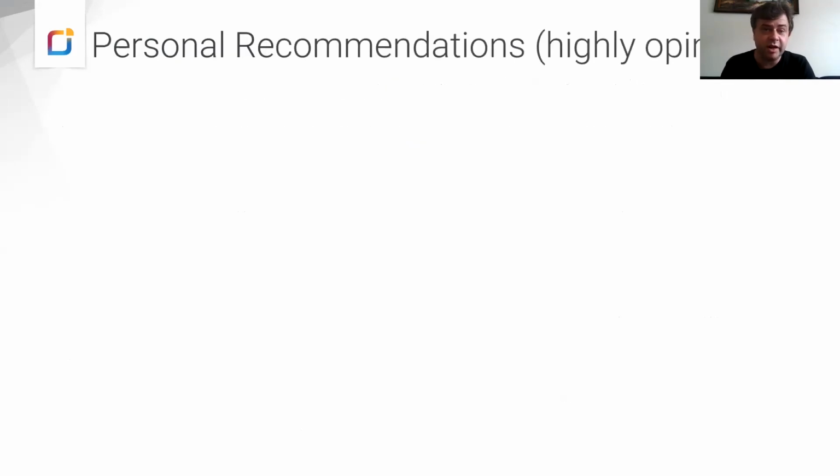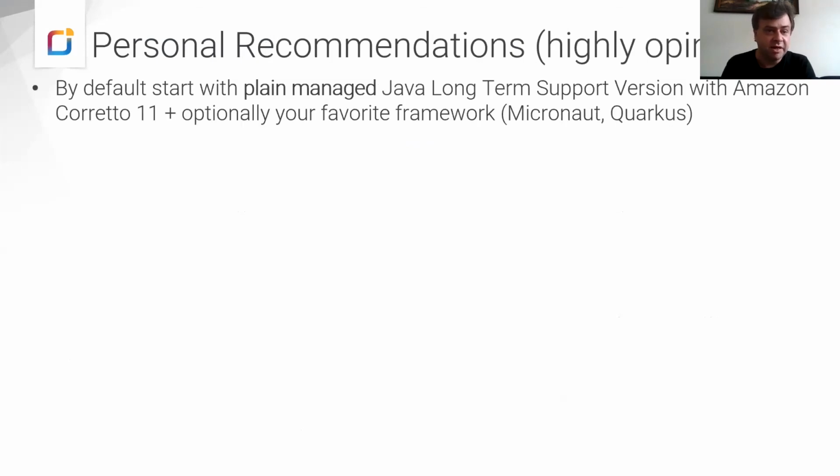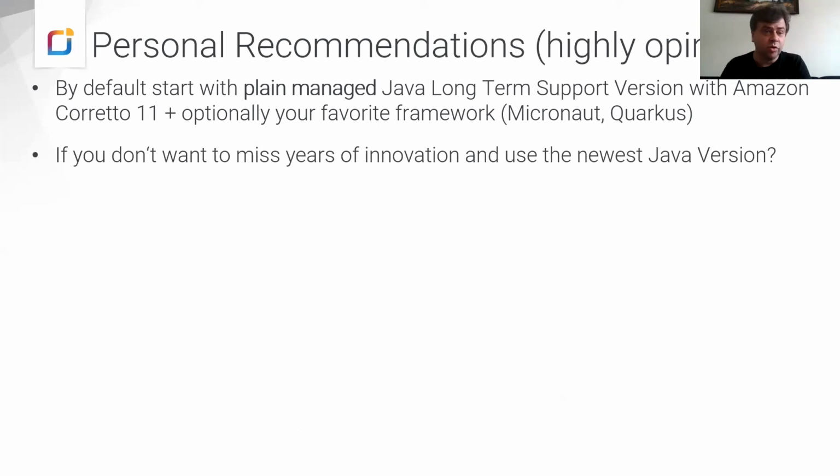So my personal recommendations are really highly opinionated, but still, by default, use the plain managed Java version. Start with this. Use Corretto 11, then 17. You can probably use Micronaut, Quarkus and other frameworks, even with plain functions. And if you don't want to miss years of innovation, then you can use Lambda Docker container image support.